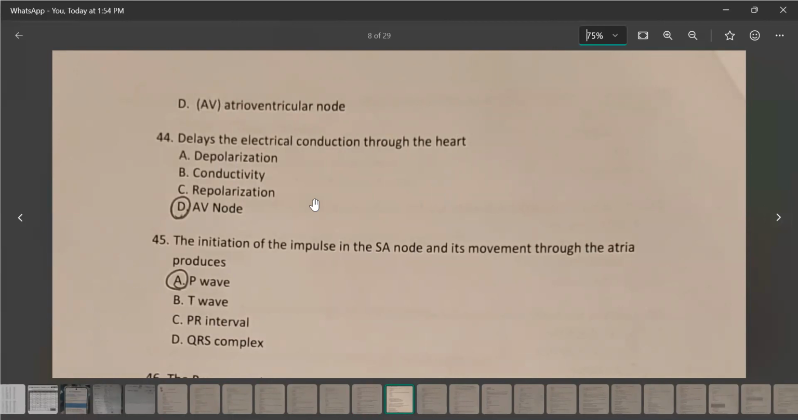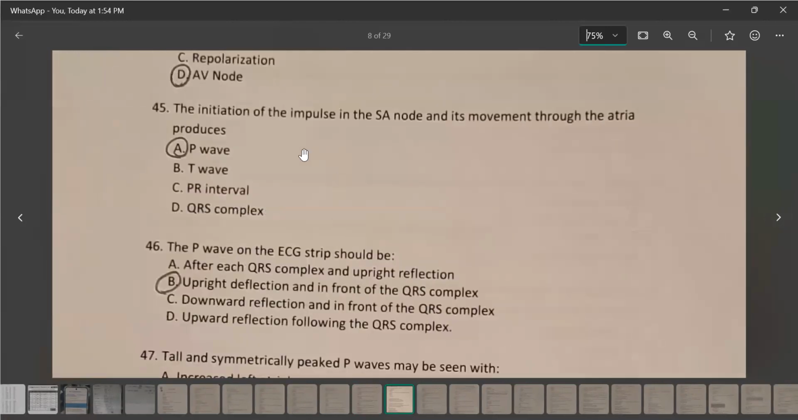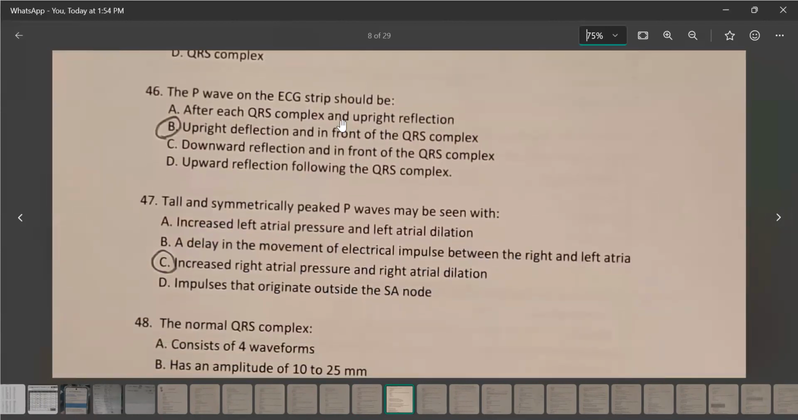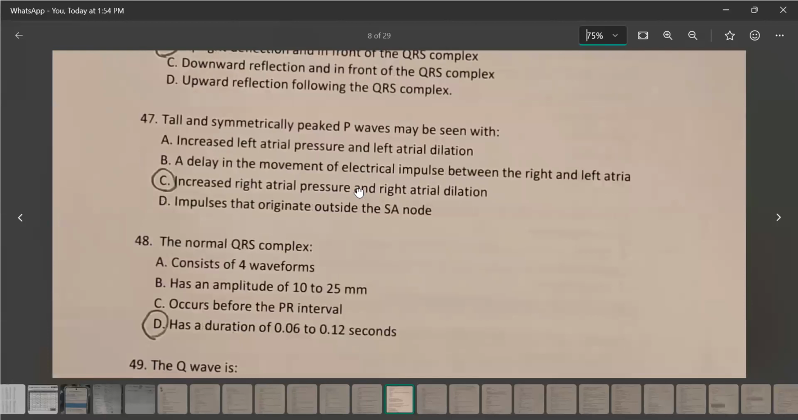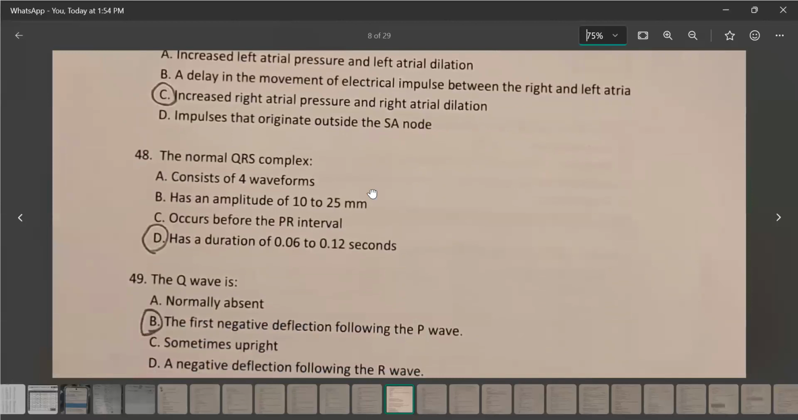44. Delays the electrical conduction through the heart, AV node. 45. The initiation of the impulse in the SA node and its movement through the atria produces P wave. The P wave on the ECG strip should be upright deflection and in front of the QRS complex. 47. Tall and symmetrically peaked P waves may be seen with increased right atrial pressure and right atrial dilation.